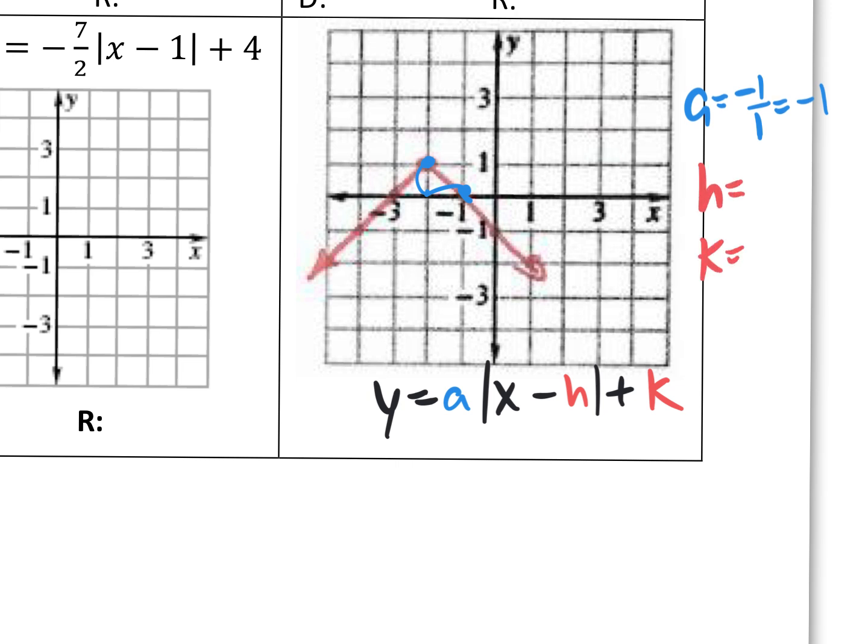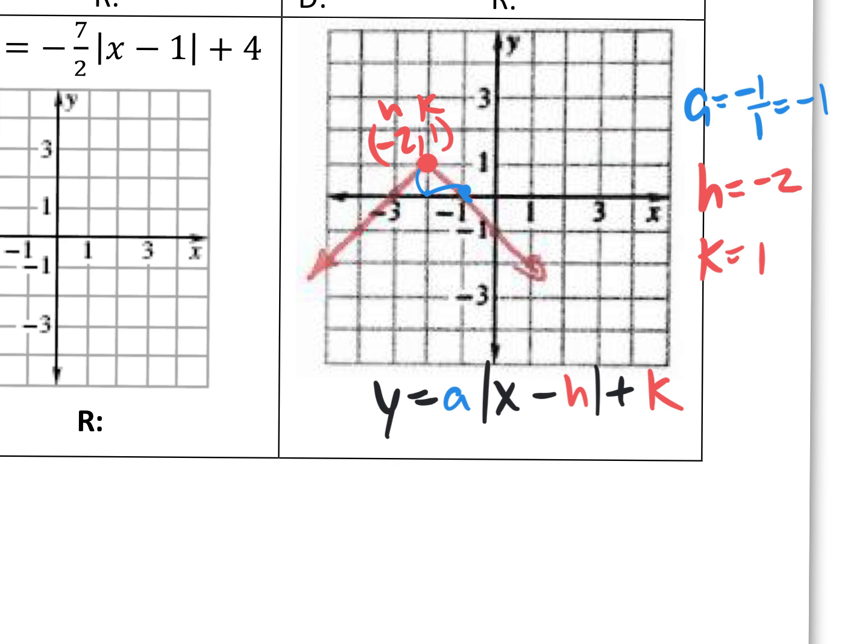And where do we get the h and k values from? From the vertex. So what is that location? That location is negative 2 on the x, 1 on the y. Negative 2 on the x, 1 on the y. Those values are the h and k values. So the h is negative 2, the k is positive 1, okay?